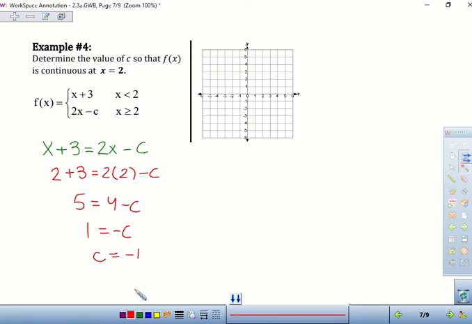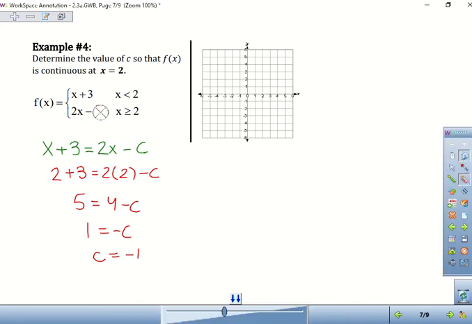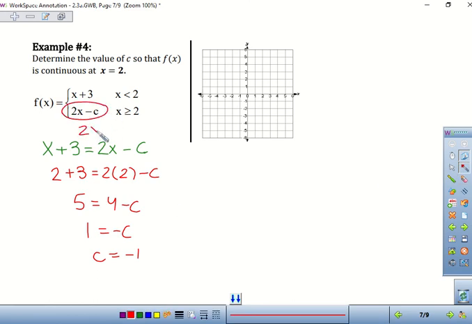Okay. So what that means is, if this c was negative 1, these functions would line up properly. So that means that this piece of the function would have to be 2x plus 1. Do you all see why it's plus 1? Because if you plug a negative into that negative, it's going to become a positive. Okay. So now we're going to graph these two pieces of the function.